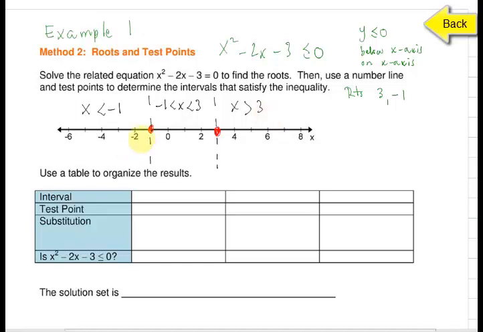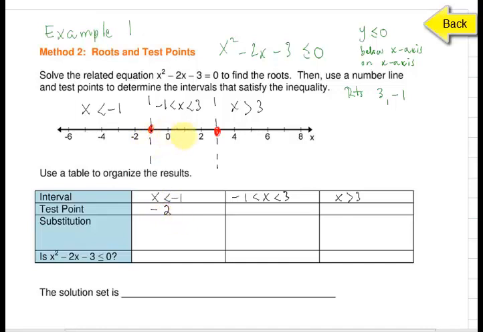Alright, so we're going to use the table below here to organize our information. The first thing we want to do is to write in our intervals. So those are the ones that we found on our number line by dividing our region up into 3 parts. So we have x is less than -1, -1 is less than x, which is less than 3, and x is greater than 3. Now, what we're going to do now is choose some test points from each region. So for the region which is below -1, we're just going to pick a number that's in that region. I'm going to pick -2 because it's close to -1.